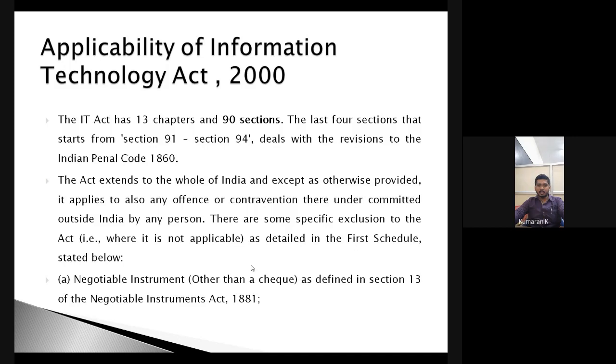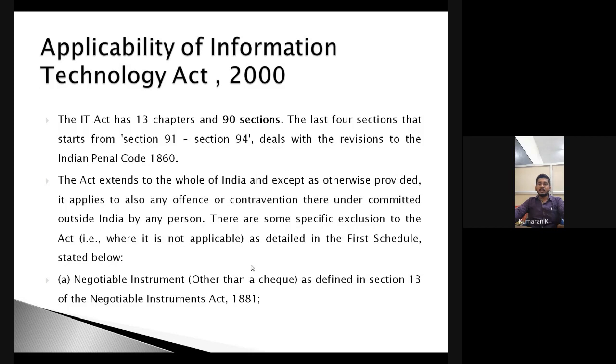So the law has been subdivided into 13 chapters and sections. The last four sections, section 91 to 94, consist of the revision of the Indian Penal Code 1860. They do not contain any cyber law. Cyber-related things in the IPC have only refinement or amendment from section 91 to 94. But the first 90 sections consist entirely of the IT Act. In the first 90 sections, you will have only the IT Act.